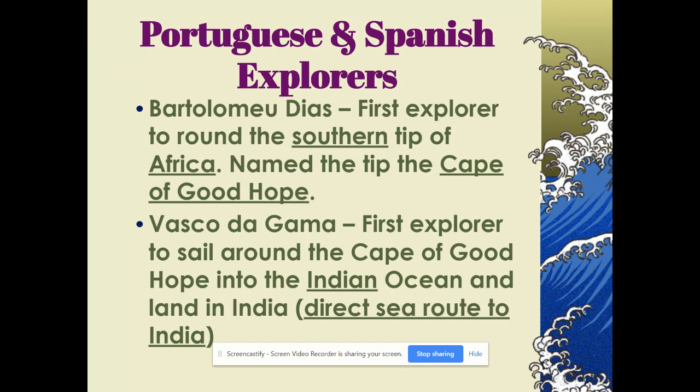So he follows Diaz's path, but he wants to go in further. Because remember, the goal is to get to the east. So that in their mind was India or China. So he goes around that Cape of Good Hope, which is extremely dangerous. And he goes into the area that is what we consider the Indian Ocean. And then he gets that direct sea route to India. So he's the first to make that eastern trade route successful.